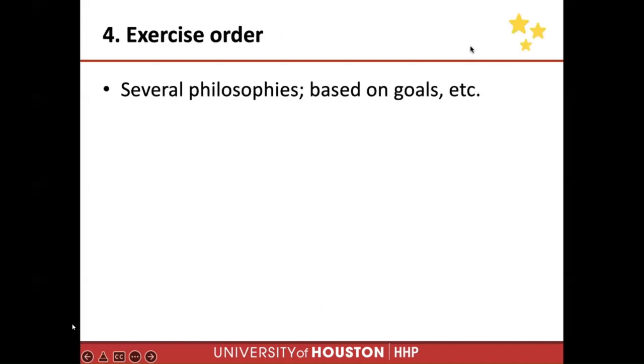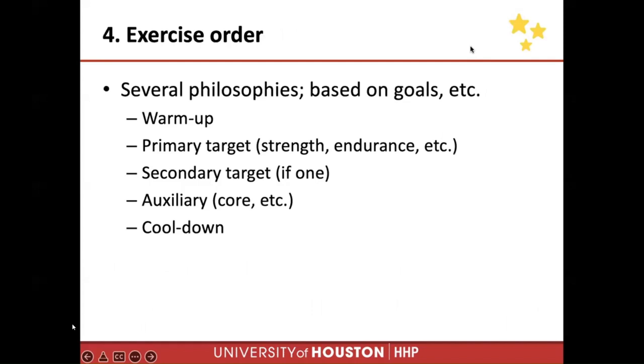There are a few ways to do exercise order. There's a few philosophies based on goals, etc. Generally, though, we do a warm-up. Then we do the primary target. So if the person is interested in strength, we do that first. If it's endurance, we do that first. Then the secondary target, if there is one. Then the auxiliary exercises, core, agility, maybe balance, and then a cool down.